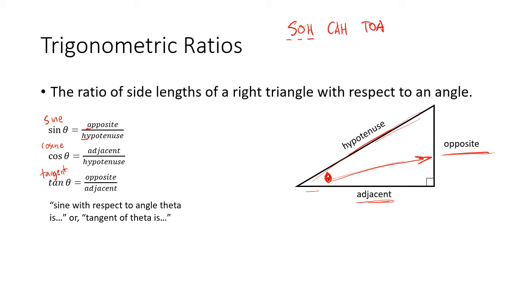Okay, cosine is the ratio between the adjacent side and the hypotenuse, A over H. Cosine is adjacent over hypotenuse. And tangent is the ratio of the opposite side divided by the adjacent side, so O divided by A. Tangent is opposite over adjacent. And these are really important. These trig ratios are fundamentally important to trigonometry.